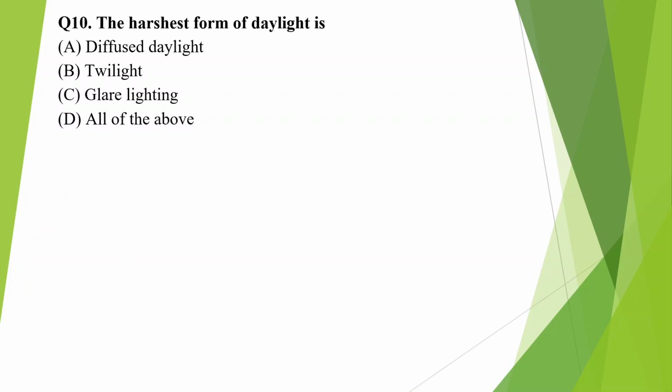Very very good. You all know that glare lighting causes visual discomfort and strain, making it the most undesirable form of daylight compared to the softer, diffused or twilight, whatever has been mentioned in the options. So option C is the correct answer for this particular question.